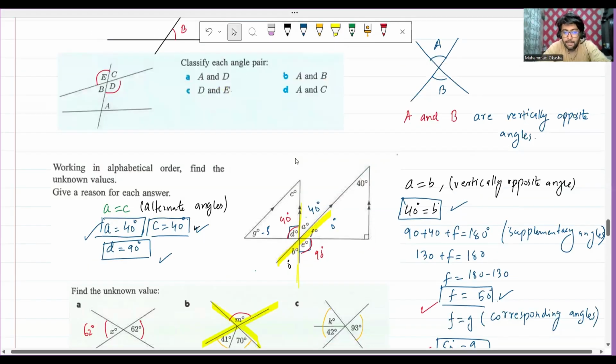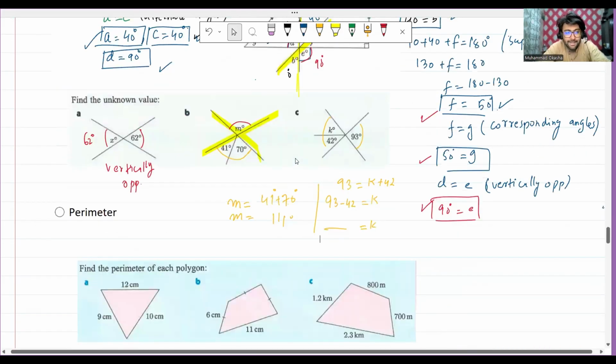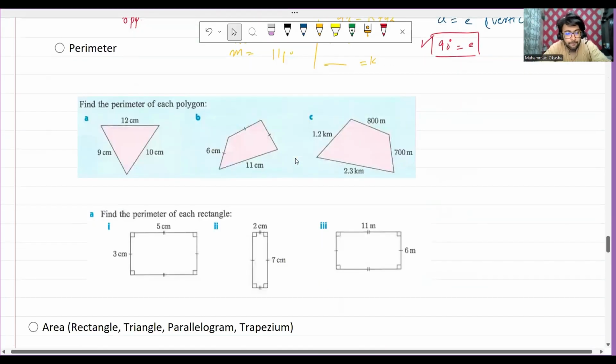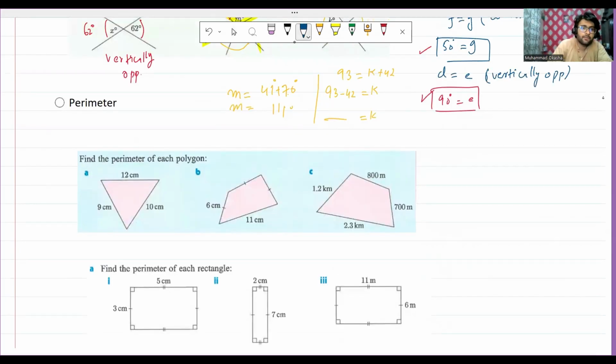Okay, I think that's enough about angles. Let's move on to the next topic. Things are going to be easy now. Perimeter. Perimeter is really simple. Perimeter means length of outer boundary. Length of outer boundary. Okay.